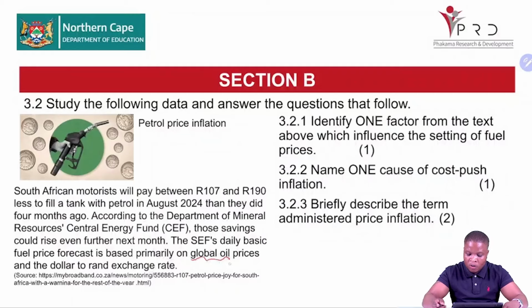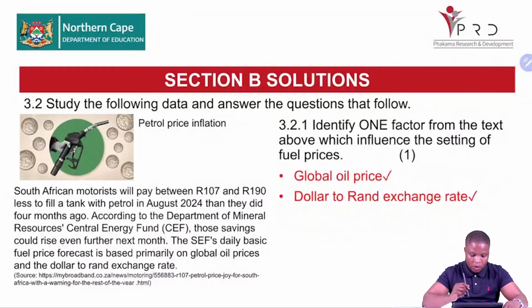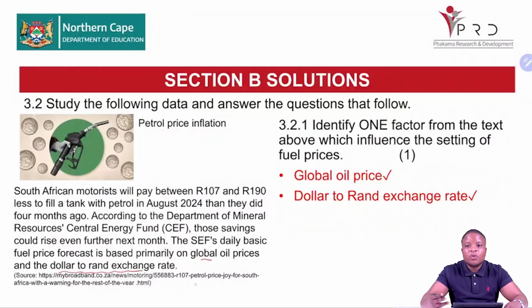And then name one cause of cost push inflation. Now you go to the reason that there is cost push inflation. You list them. Briefly describe the term administered prices. Right. You have global oil price and you also have the dollar to rand exchange that can influence the price of our petrol. Remember, you need the oil for us to have the fuel, and then also we buy it from abroad. So if our rand has depreciated, it's going to be expensive to buy the crude oil from abroad, then making our petrol price expensive.